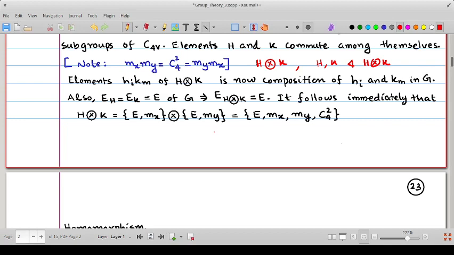Now using the group multiplication table for C4V, we can easily verify that the group H, which is this, is in fact a normal subgroup of this group. And similarly, the group K is also a normal subgroup of H outer product K. So this can be seen by noting that E, Mx contains complete classes of this group, and similarly this also contains complete classes of this group.